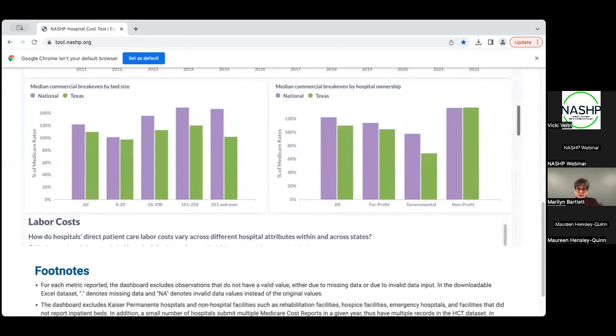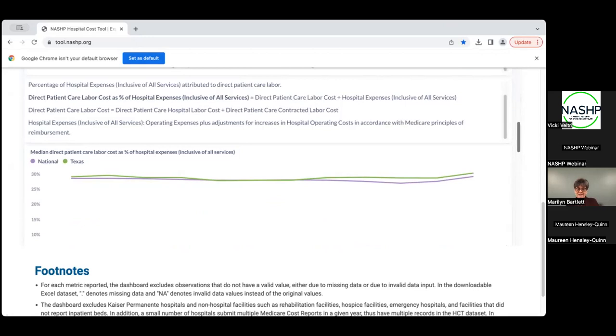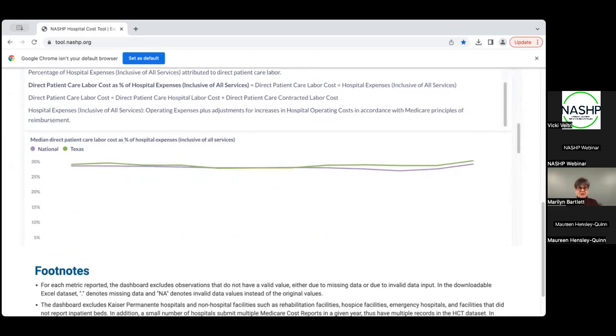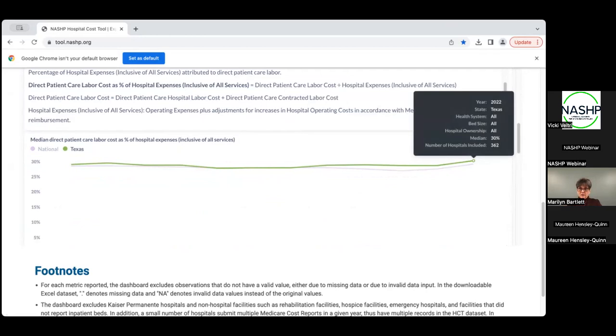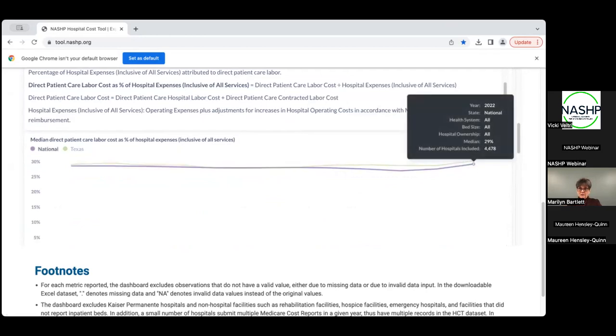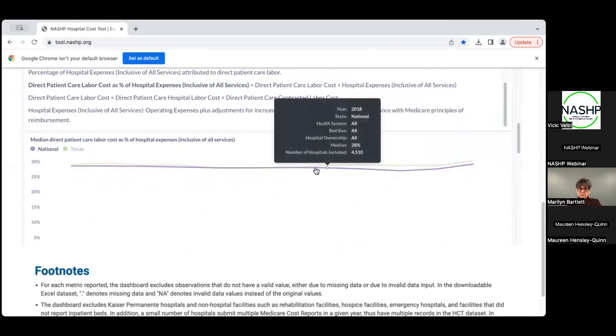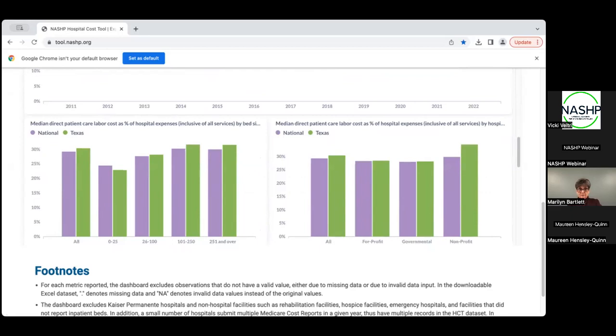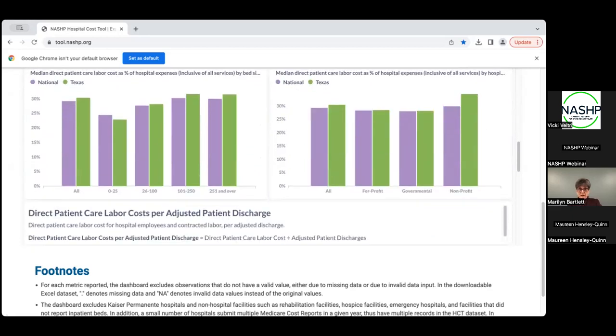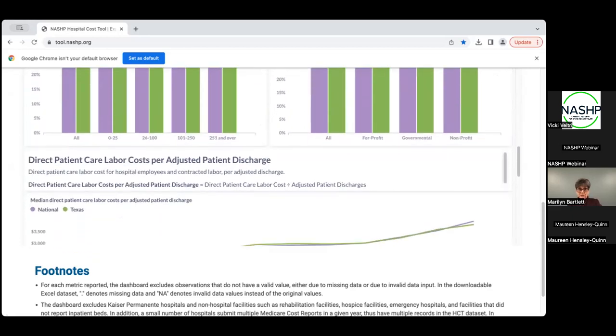Now we'll get into labor costs. Labor costs, I find this interesting. Again, Texas is following national. Labor costs as a percent of hospital expenses. We all hear that labor costs have gone up, and they have, but it's also good to look at them in the context of overall expenses. Within Texas, 29%. They were at 28%, pre-COVID. We then take a look by the bed size and geography.